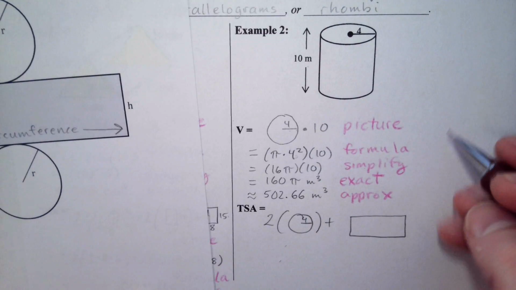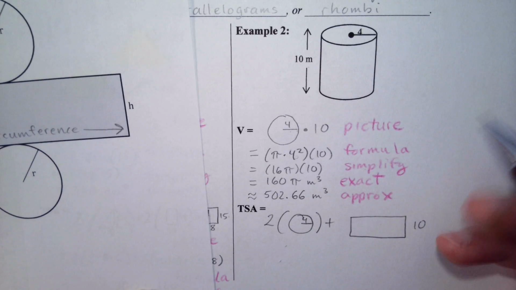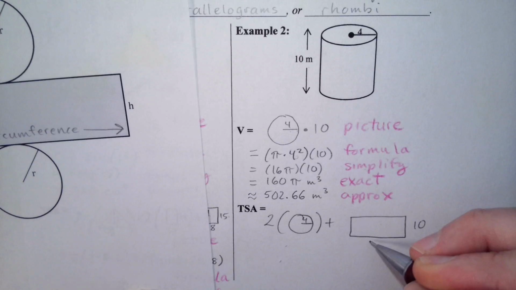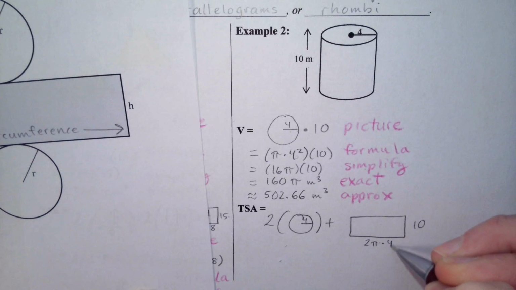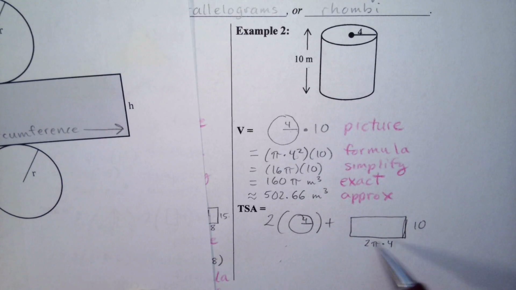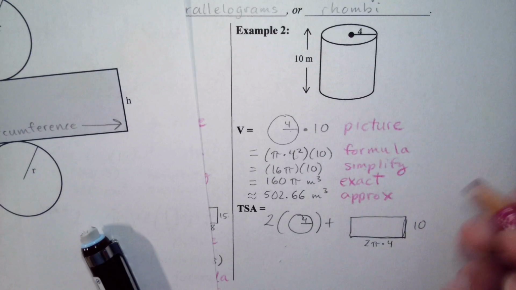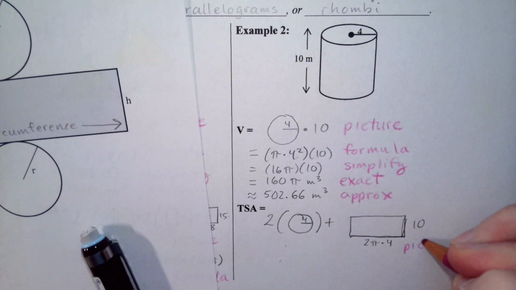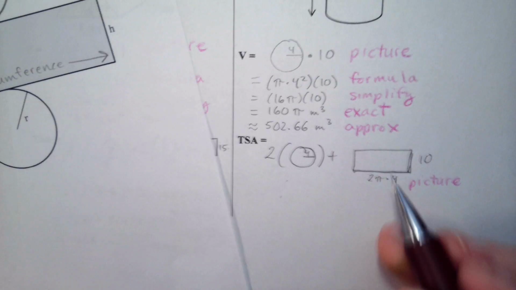So the height of the cylinder was 10. The formula for circumference is 2 pi r when given the radius. So I'm going to write 2 pi times 4. So height of the cylinder times the circumference of those circles. Okay, so this is our picture step. You're showing me a picture of each of the sides of the cylinder.